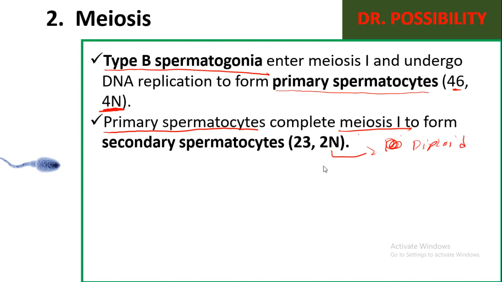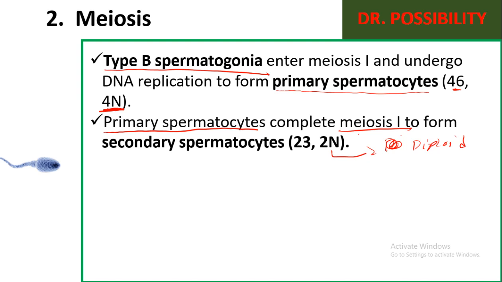But these two sets of chromosomes have only 23 chromosomes. 23, not 46. Look, here, this was 46. 46 has gone to 23. And this 4N has gone to what? 2N. For the primary spermatocyte, when it completes meiosis 1, it's going to form the secondary spermatocyte.